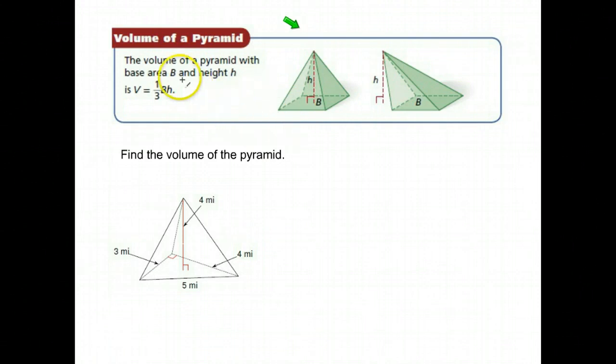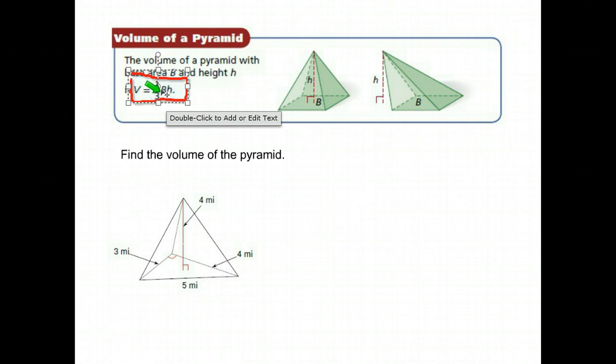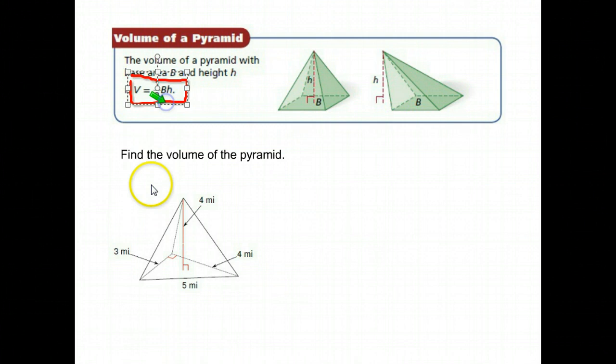Alright, let's find the volume of a pyramid. Again, here is the formula for the volume of a pyramid. If you don't have that in your notes, make sure you get it in there. Very important to have. In your notes, make sure you say that the capital B stands for the area of the base, H stands for the height from the bottom up to the top of the pyramid.